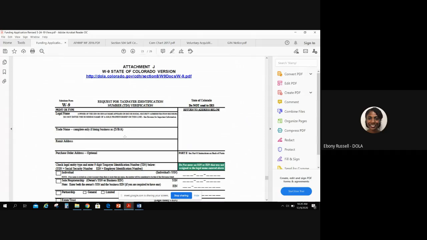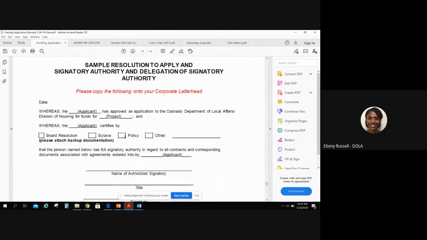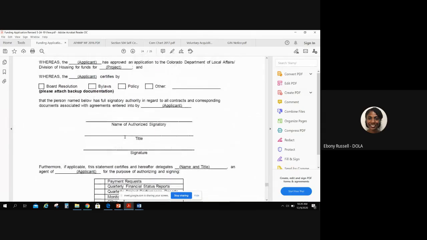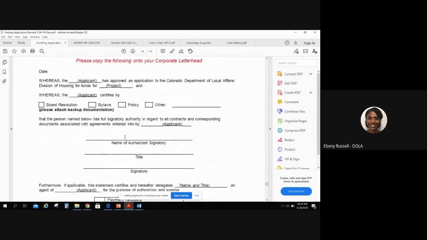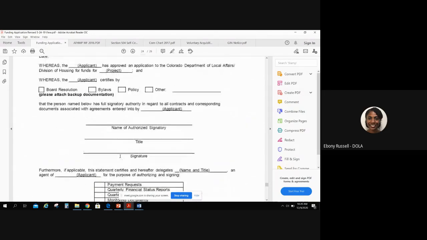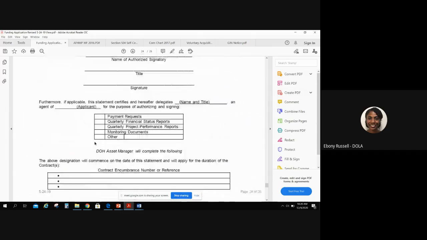W-9 for tax and funding purposes. And your attachment K. Your attachment K states that one person will be the responsible administrator for this project or the project that you are applying for, and that they will be the person who signs all of the reporting documents, all of the payment requests, and all of the project closeout information. And we require that that be backed up by a policy or board resolutions, just so that we know that there is one person who is the point of contact for the project.